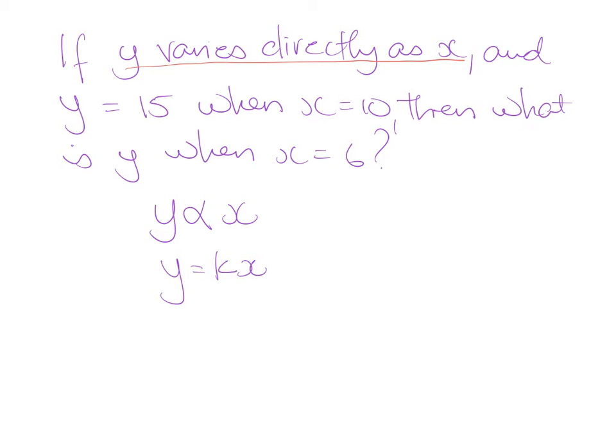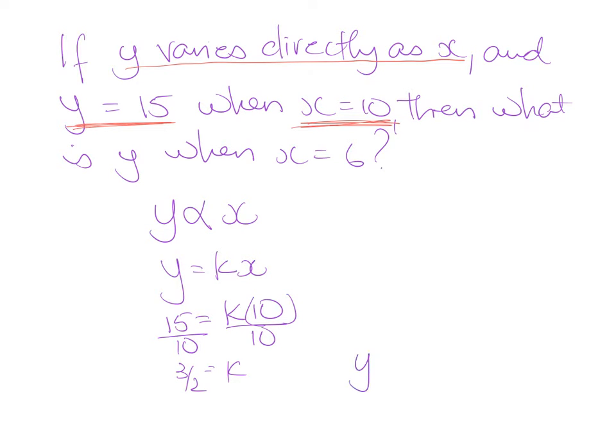So we could take the first set of information that they give us, and that is that when y is 15, x is 10. So let's put it in. When y is 15, x is 10, so some number by 10. And we can see from this that if we divide both sides by 10, k is equal to 3 over 2, which then tells us that y is equal to 3 over 2 x.